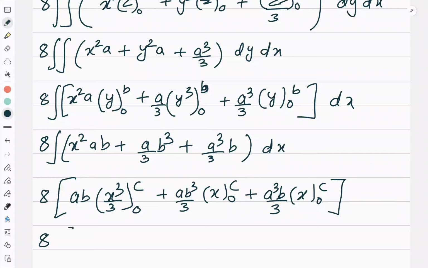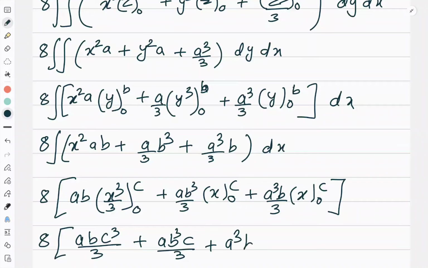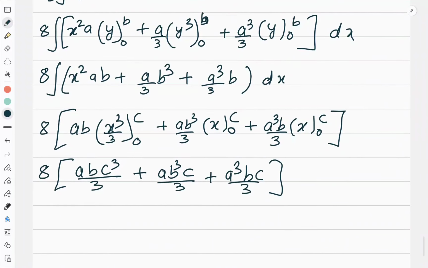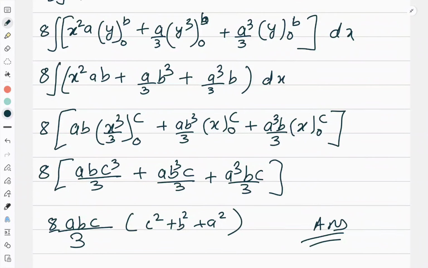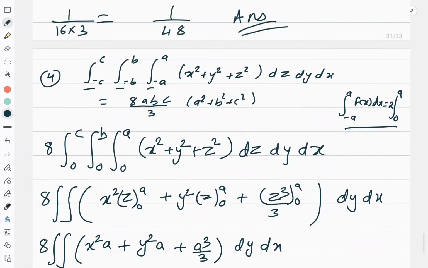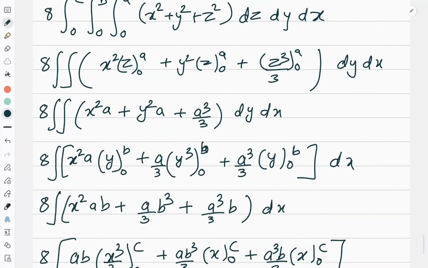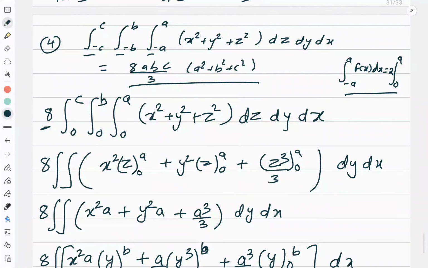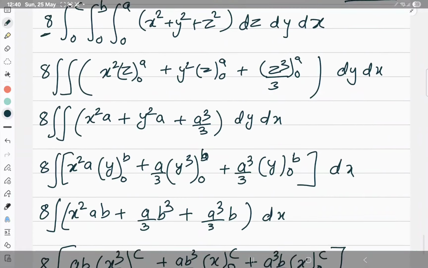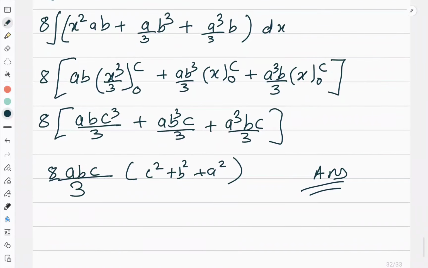Now let us apply the limit. So the first term is ab c cube by 3 plus ab cube c by 3 plus a cube b c by 3. Right? So next step, I can take abc by 3 common. So what is left now? c square plus b square plus a square, which is my answer. Right? Check the answer. See? So we are done. Even if I don't apply this property, I'll get the answer. Only my steps will be more. It will become a little lengthy. That's it. The rest is perfectly okay.